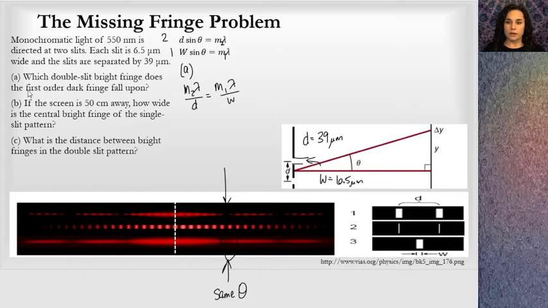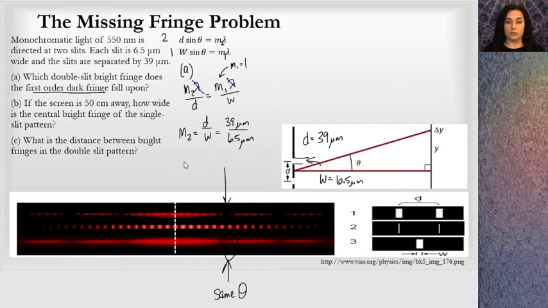Well, it says first order dark fringe, so the first order dark fringe is going to happen at m1 equals 1. And we want to know which double slit bright fringe the first one falls on, so we want to solve for m2. This isn't too bad of an equation. The lambda cancels on both sides. I don't even have to calculate the angle. I can just say m2 equals m1, which is 1, times d over w. I'm given D, 39 micrometers, over W, 6.5 micrometers.